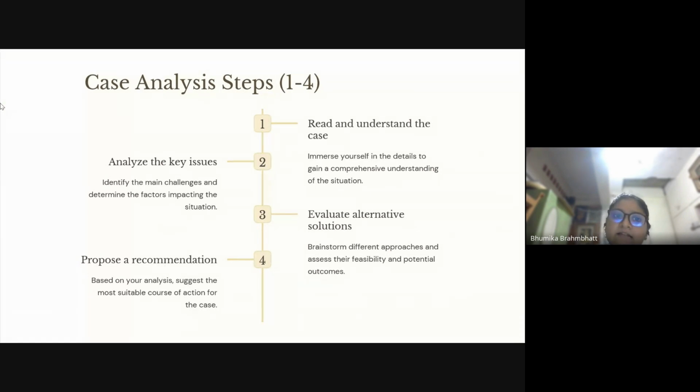Then the second step is to analyze the key issue. You should identify the challenges of that case and determine the factors for imparting the situation. Imparting the situation means what exactly should be written and what exactly should not be written. That is also a very important thing. What you should write and what you should not write is very important.